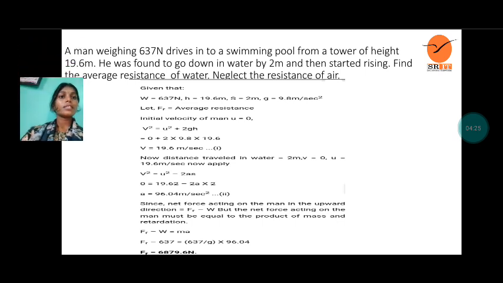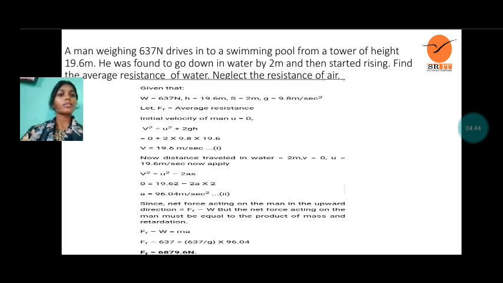A man weighing 637 newtons dives into a swimming pool from a tower of height 19.6 meters. He was found to go down in water by 2 meters and then started rising. Find the average resistance of water, neglecting the resistance of air.